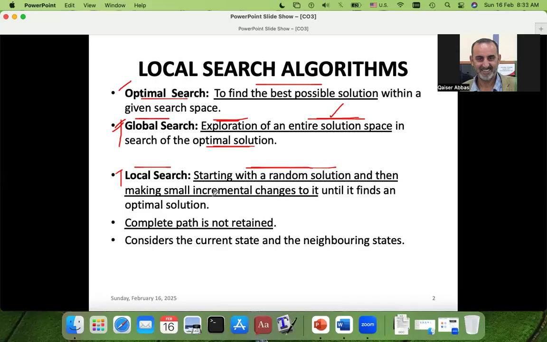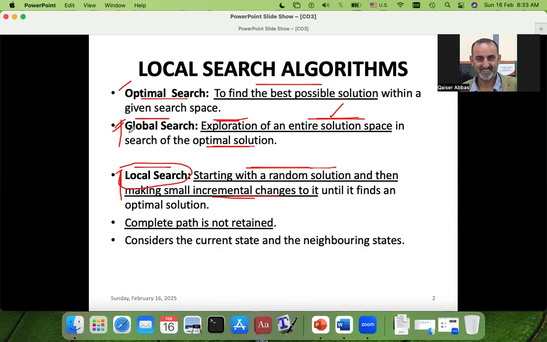And then by making small incremental changes, you are going to find the optimal solution, the best possible solution. When you have the improvement, you are going towards the optimal solution. So this is called local search. And we are going to start with local searches.